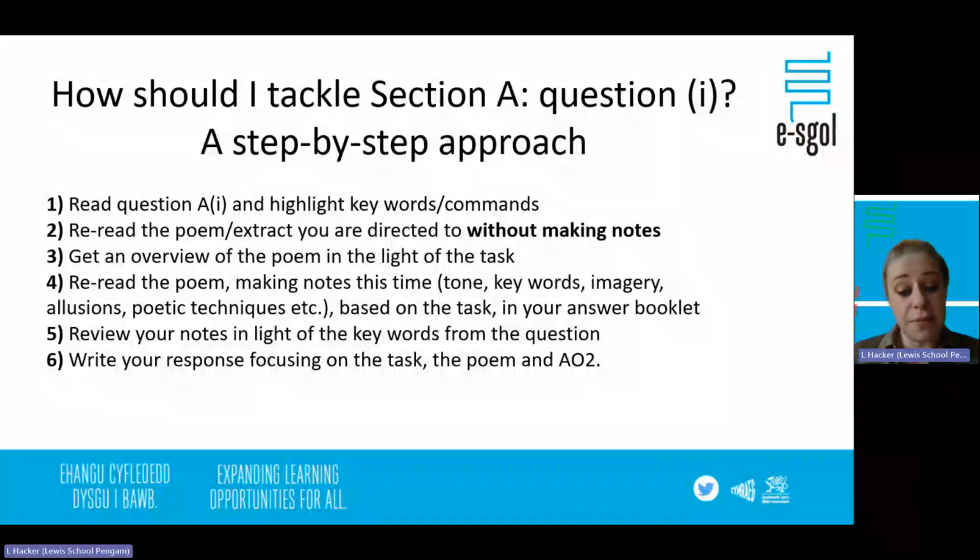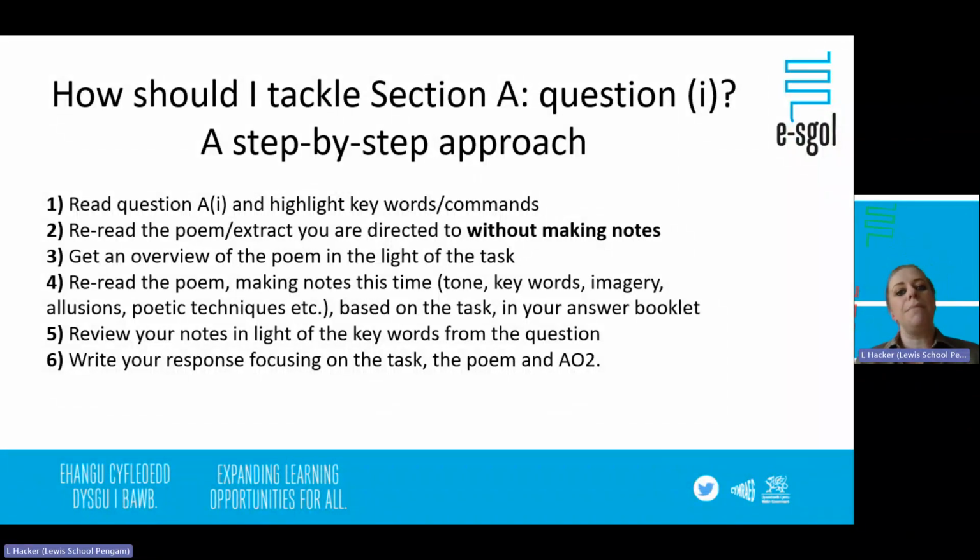Then you need to reread the poem again and now make notes. And your notes should be specific. They should be on the poem's tone. What are keywords or phrases? What's the imagery? What are any allusions? What are the poetic techniques that have been used? And so on, based on the task in your answer booklet.